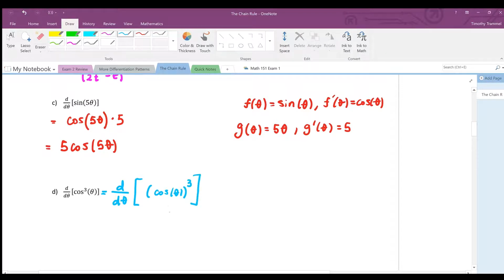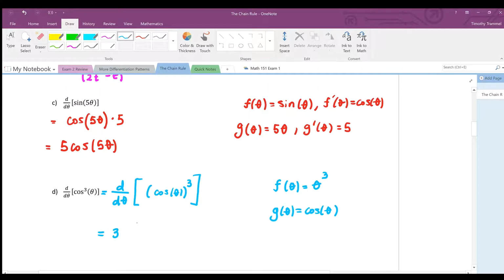And now this looks like maybe something I can do with the chain rule. I can see what the inner function is and what the outer function is. Our outer one this time would be theta cubed, and the inner function, which I'll write as g here, is cosine of theta. If you take the derivative of the outside function, you'd get 3 theta squared. But I'm not going to use theta. I have cosine here, so cosine of theta squared.